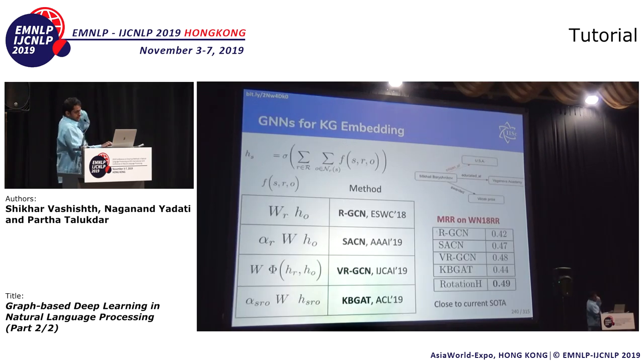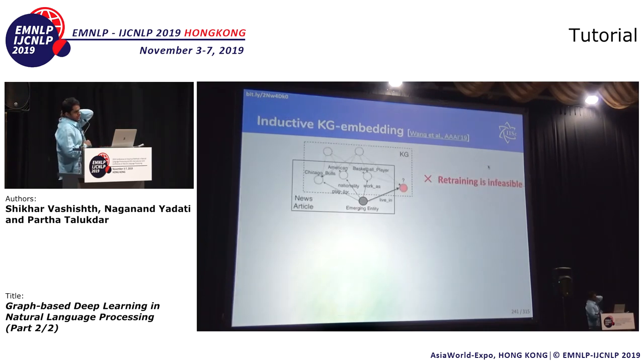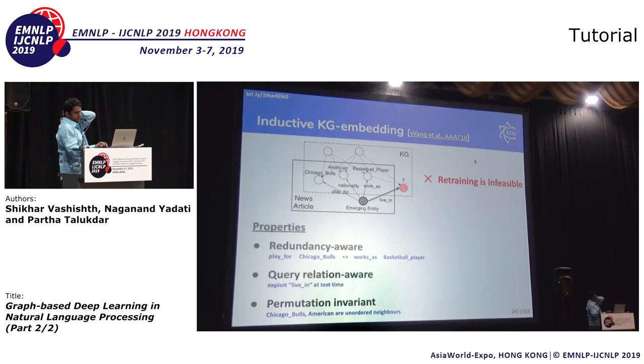So all these methods are actually transductive in nature. One main assumption they make is that all these entities are present during training, right? To address this limitation, in this AAAI 19 paper they look at the problem of inductive KG embedding. They motivate it with a news article, where we can have a new entity which is not present in the knowledge graph. There could be a new, emerging entity with some relationships to existing entities, and we cannot retrain the previous methods, which is a very costly operation.